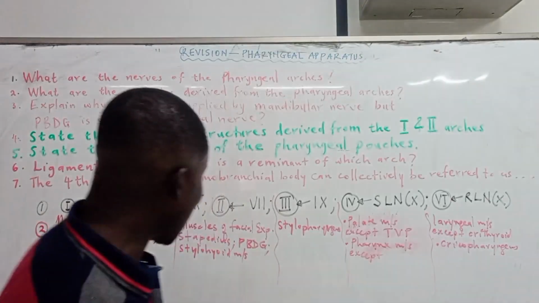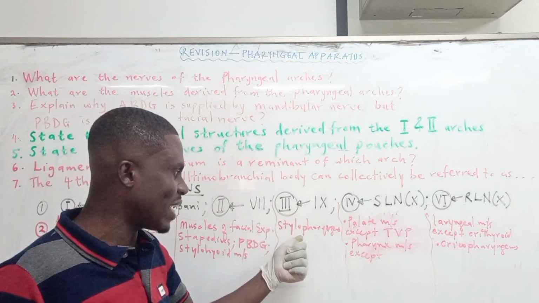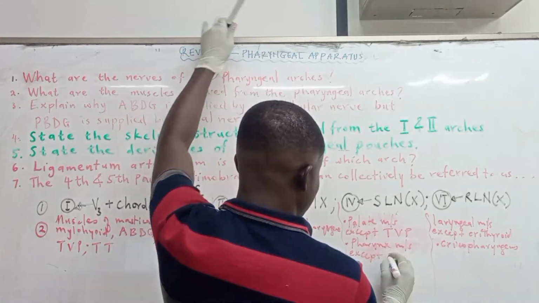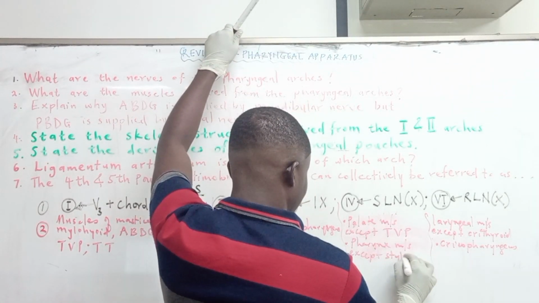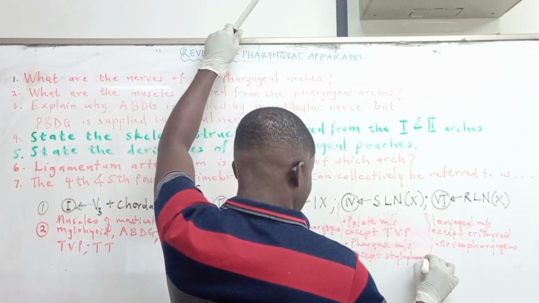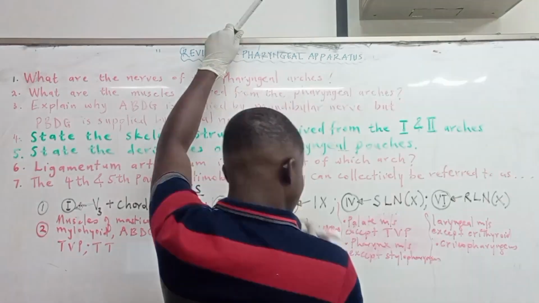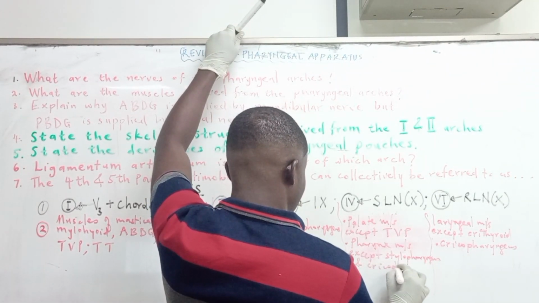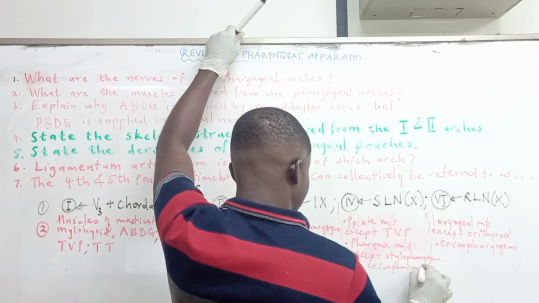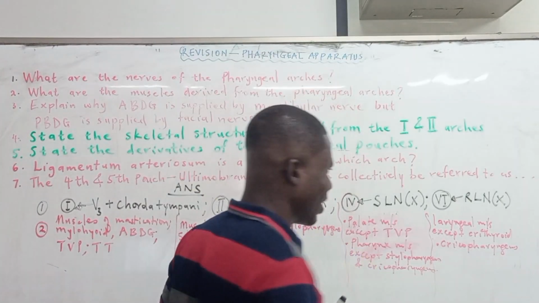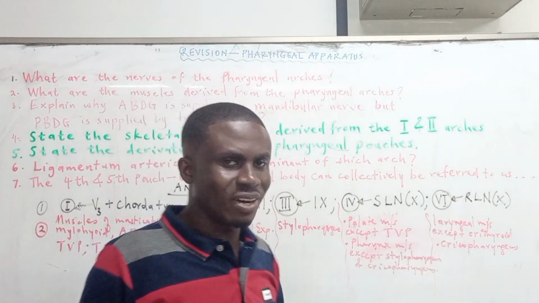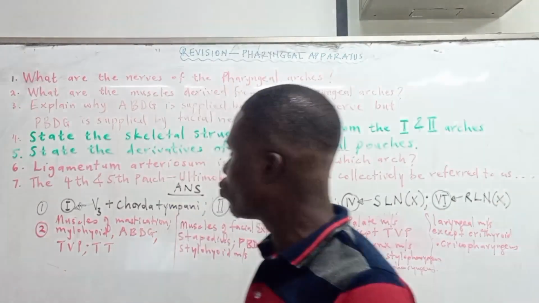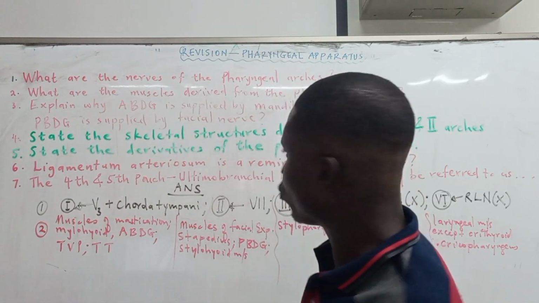Yes, and not only that, I mentioned to you that stylopharyngeus, which is in the third arch, is an exception, and of course the cricopharyngeus muscle, in the sixth arch. That is what we see. So it's as simple as that. We've been able to answer the second question too.